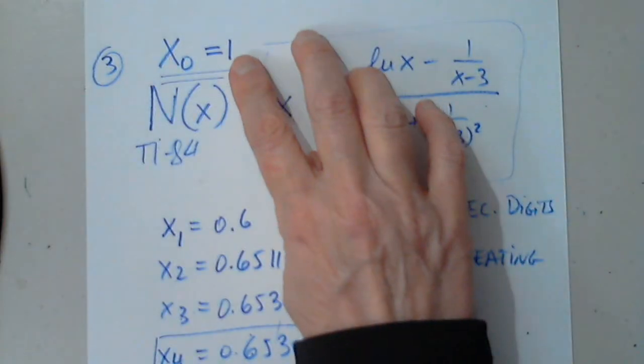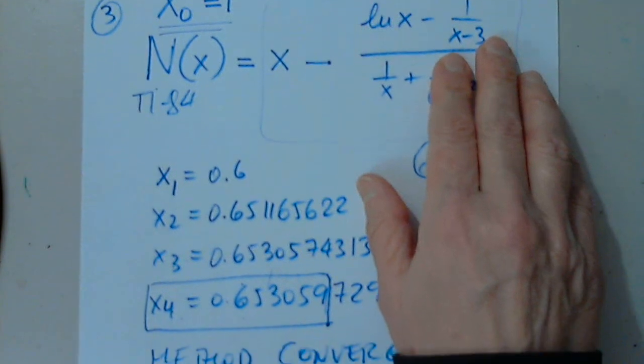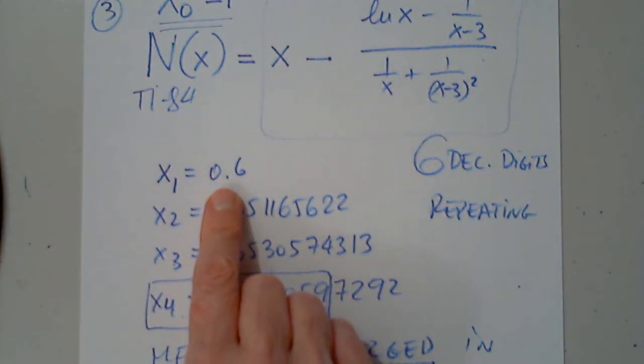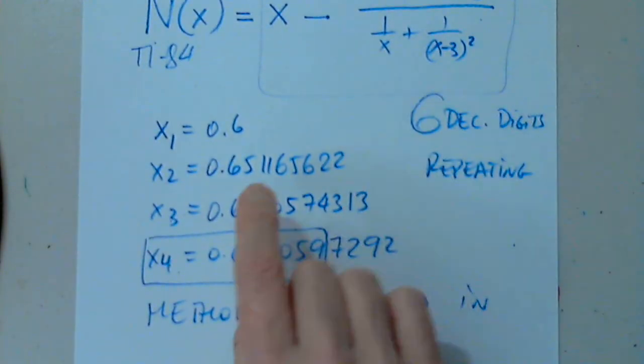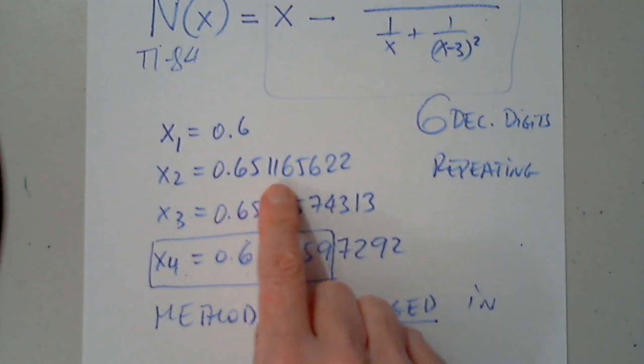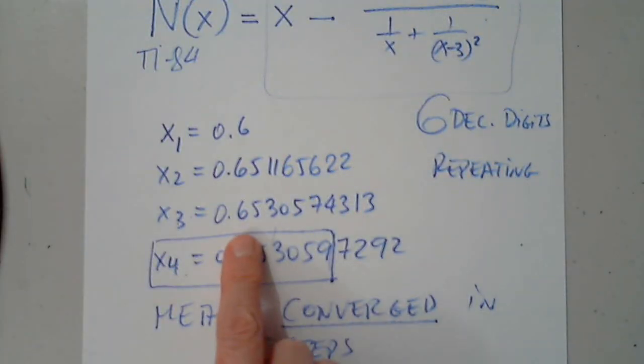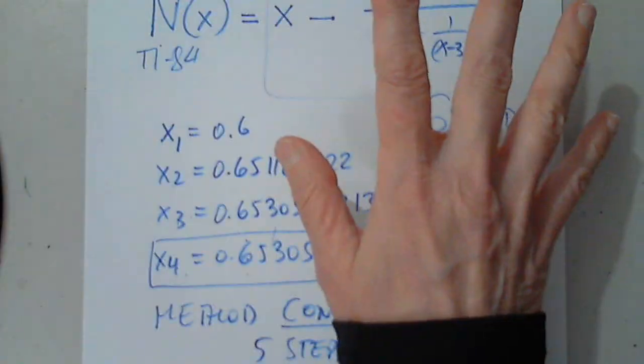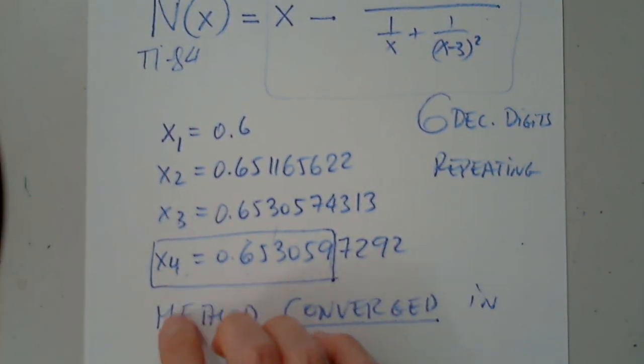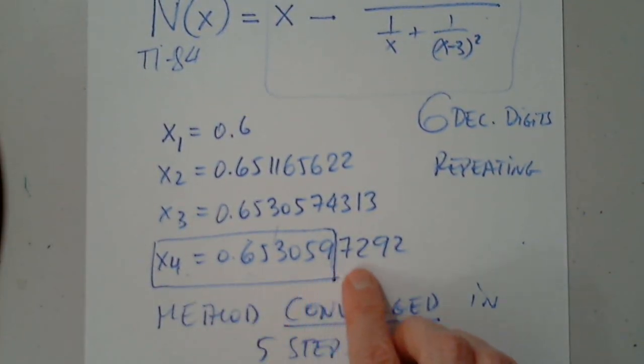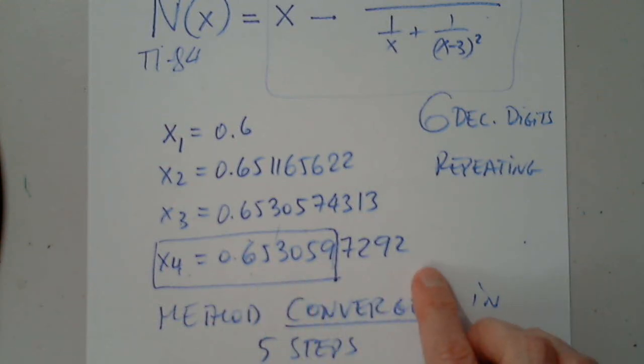So the initial value was 1. We plugged in 1 everywhere. We got this. Then we plugged in 0.6 everywhere, and then we got this. Then we plugged this in everywhere, and we got this. We plugged this in everywhere, and we got this. I didn't have to write the next one because it was completely identical.